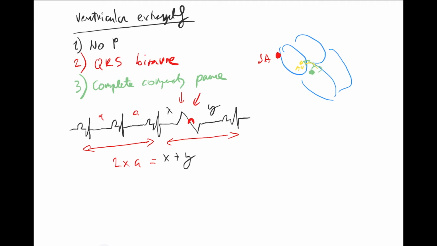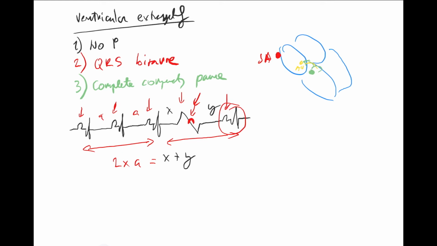So the P is hidden over here, and then again P. That's why it's just on time again, because in this case it was discharged from the SA node again. So that's why it's a complete compensatory pause.